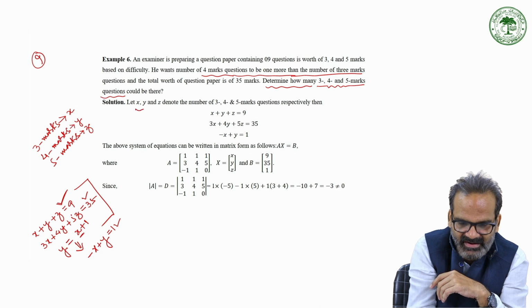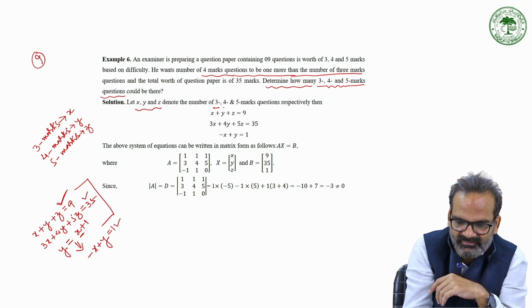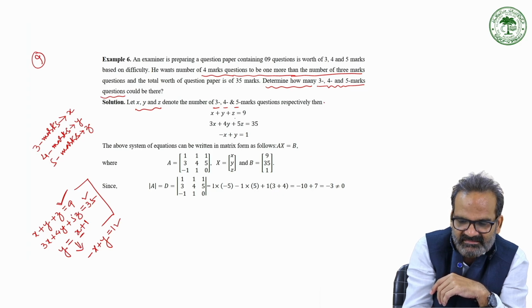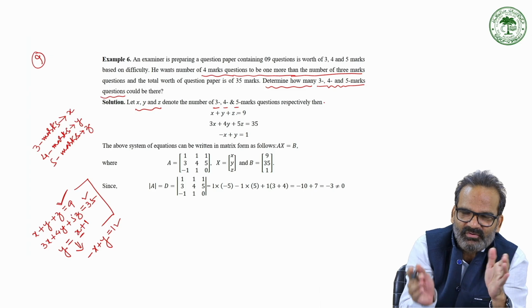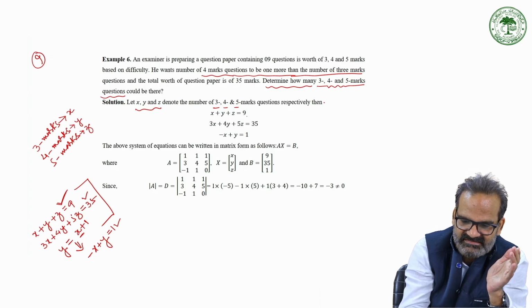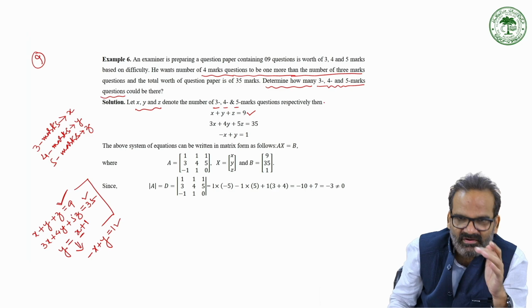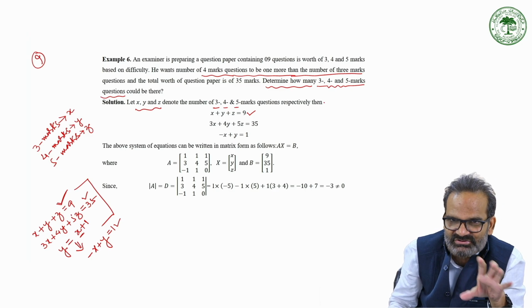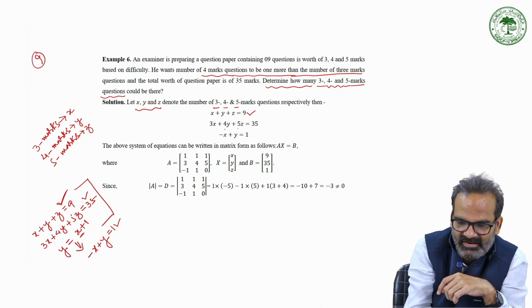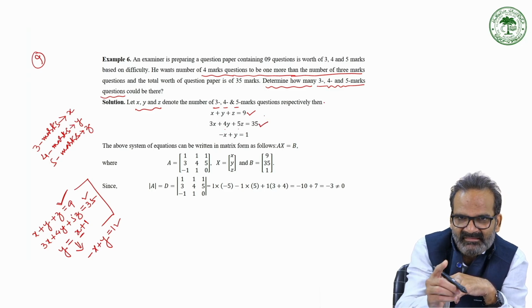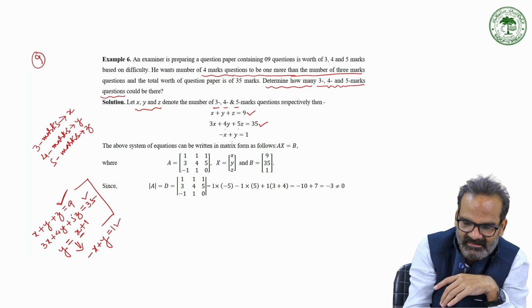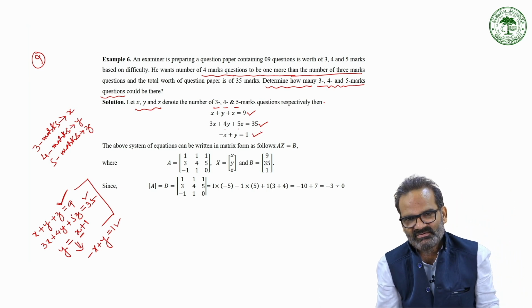Let x, y, z denote the number of 3, 4, 5 marks questions respectively. Then x plus y plus z is equals to 9, because total number of questions in the question paper is 9. And what is the total worth of the questions? What means how many marks should be given to the total question paper? That is 3x plus 4y plus 5z is equals to 35. And second is what? 4 marks question to be one more than the number of 3 marks question. From here y is equals to x plus 1. So we will get third equation as minus x plus y is equals to 1, right?